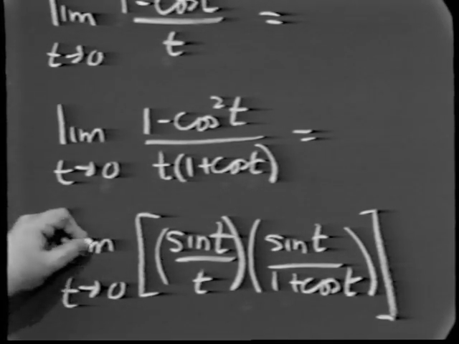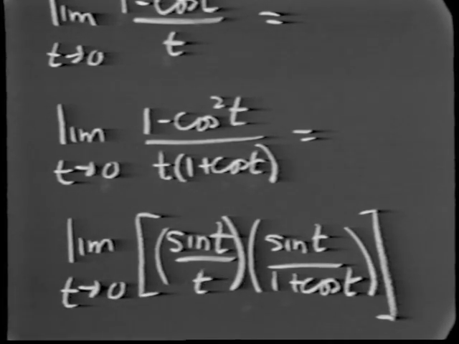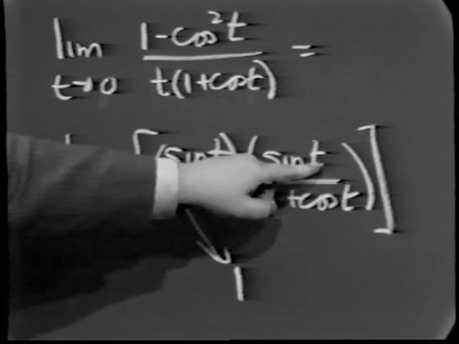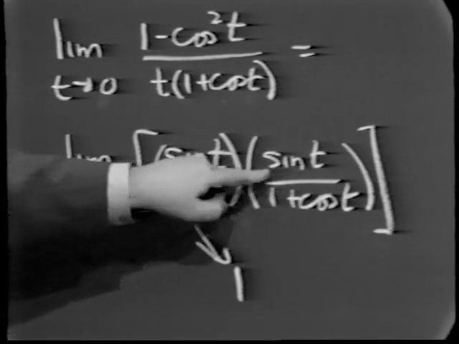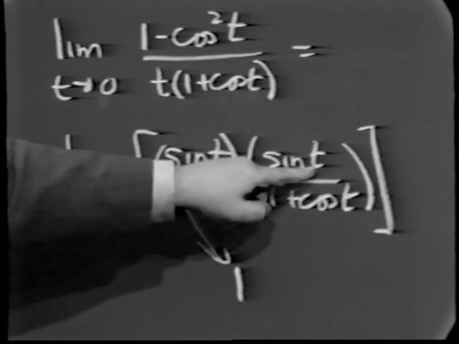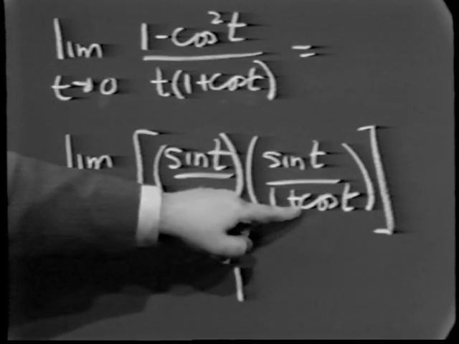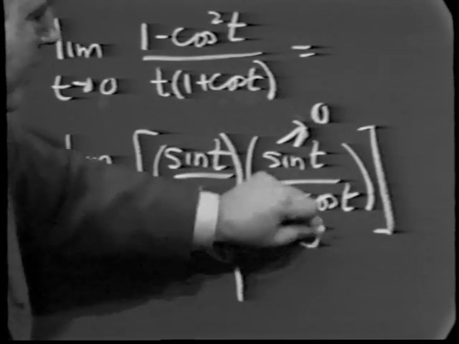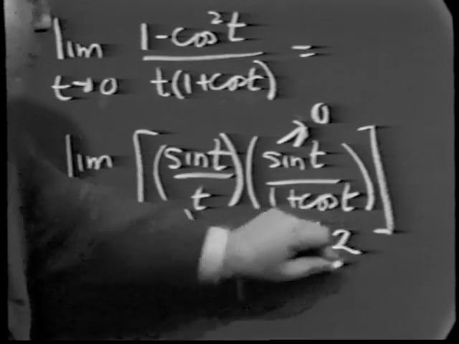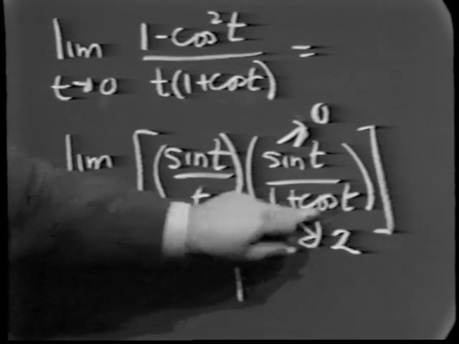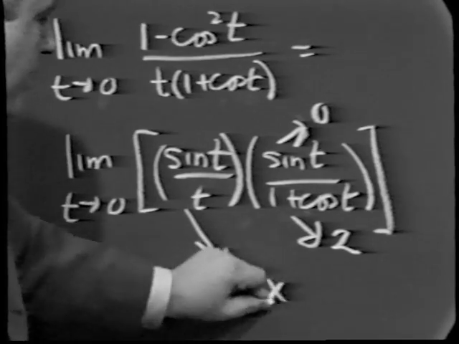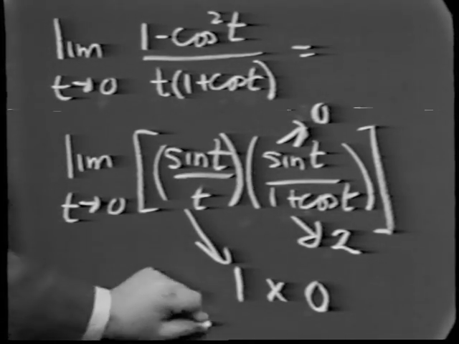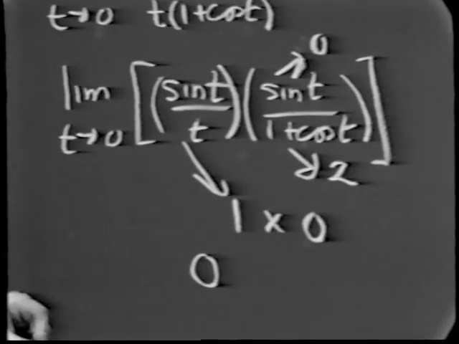Now we know that the limit of a product is the product of the limits. This we already know goes to 1. And as t approaches 0, from our previous limit work, notice here the limit of a quotient is the quotient of the limits. The numerator goes to 0. The denominator goes to 2, because as t approaches 0, cosine 0 is 1. At any rate, that's 0 over 2, which is 0, and so this limit is 0.